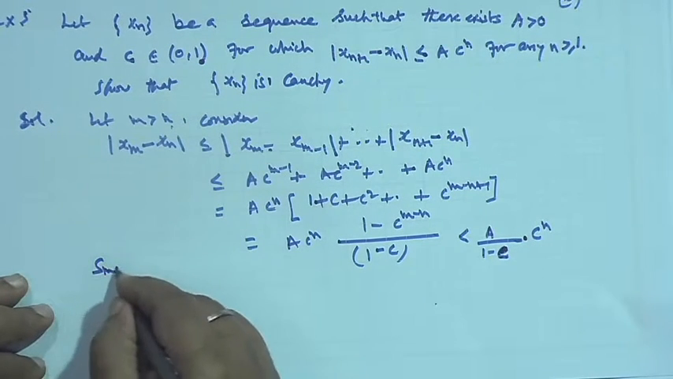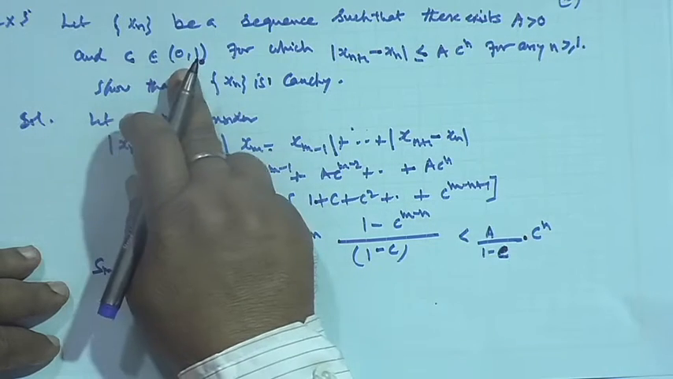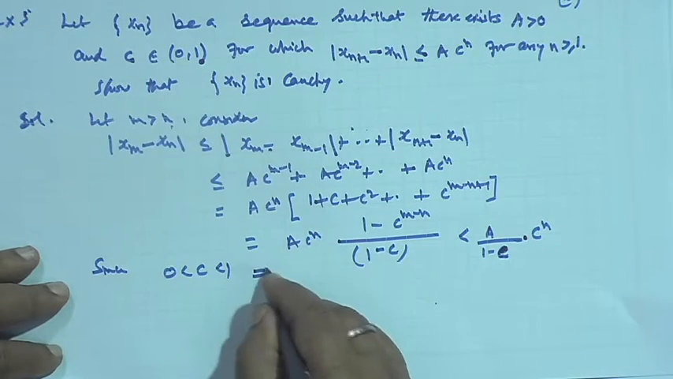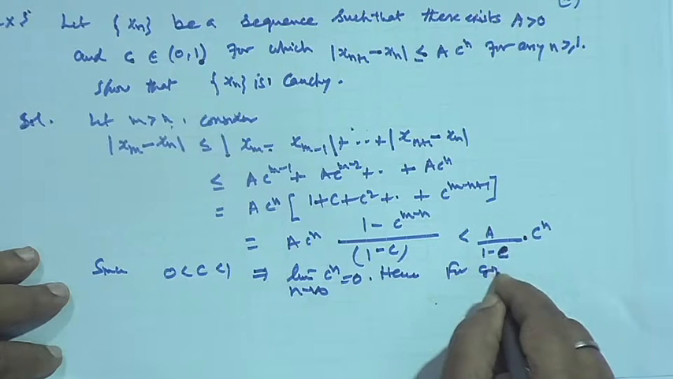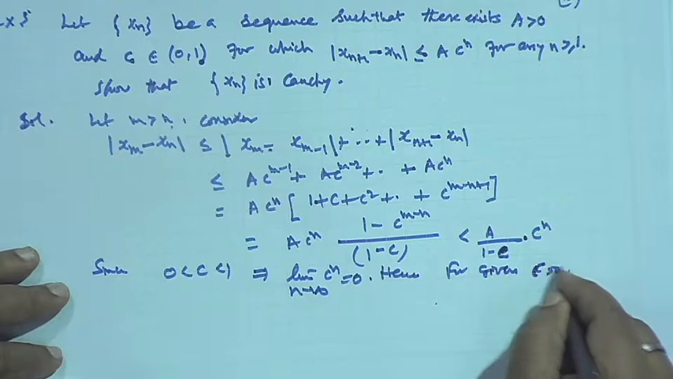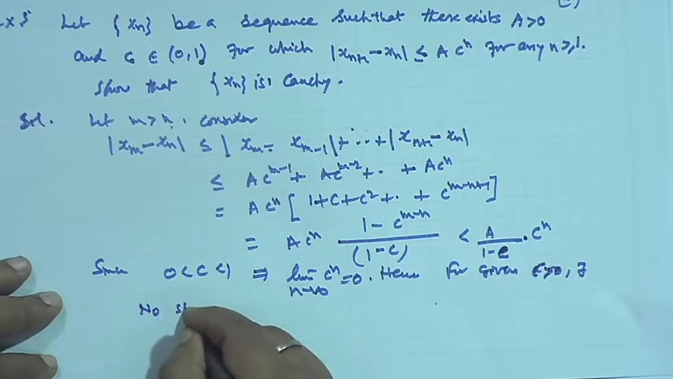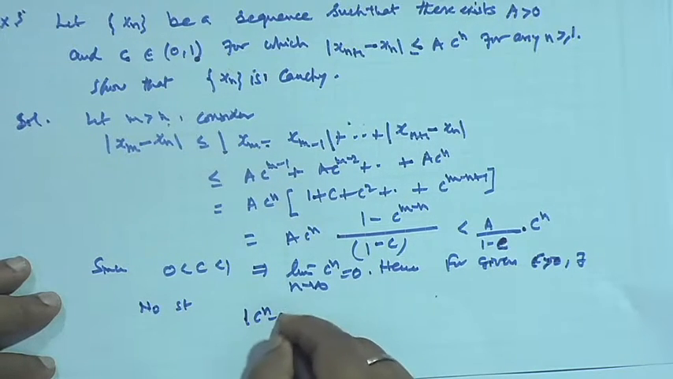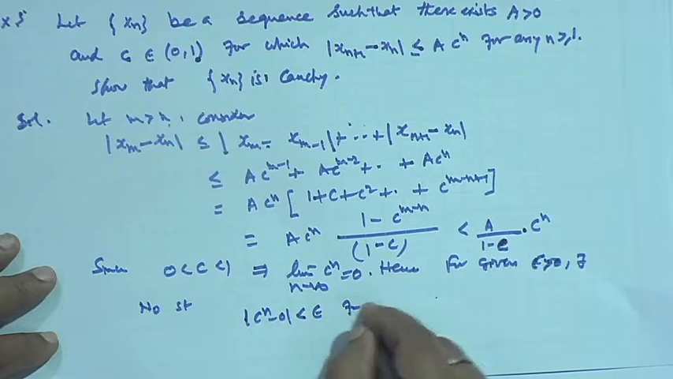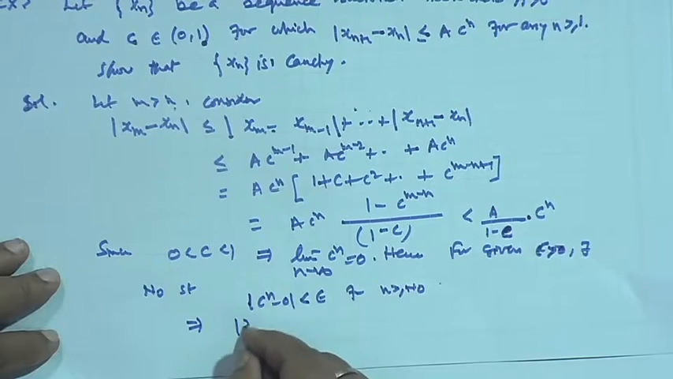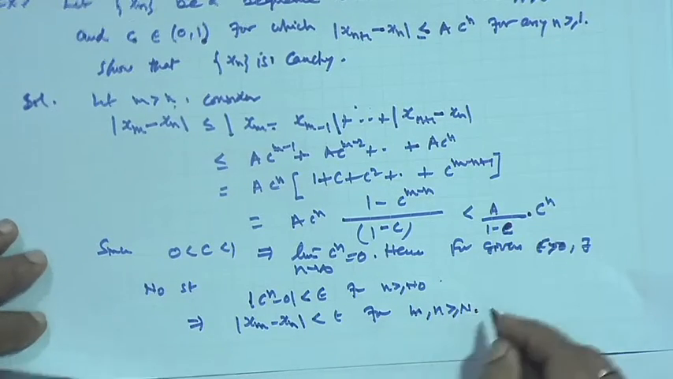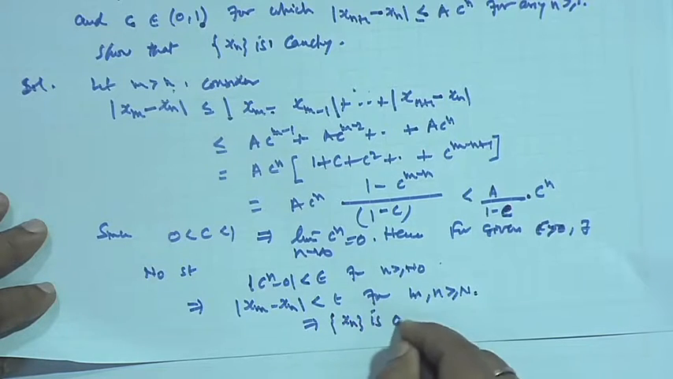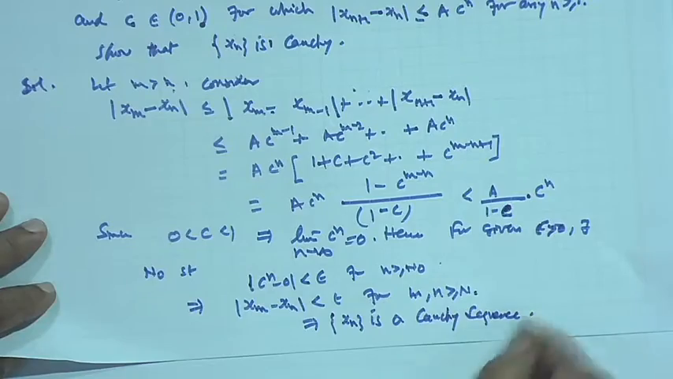Now, c lies between 0 and 1, because it is given that c belongs to (0, 1). Therefore, this implies that the limit of c^n as n tends to infinity is 0. Hence, for given epsilon greater than 0, there exists a capital N naught such that the modulus of c^n minus 0 is less than epsilon for all n greater than or equal to N naught. Therefore, the difference x_m minus x_n is less than epsilon for all m, n greater than or equal to N, and this shows the sequence x_n is a Cauchy sequence. So, this will be our Cauchy sequence.